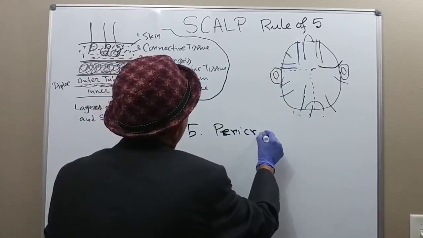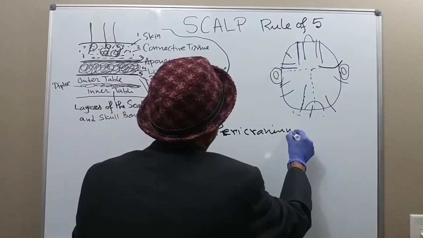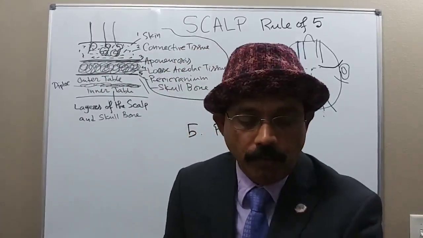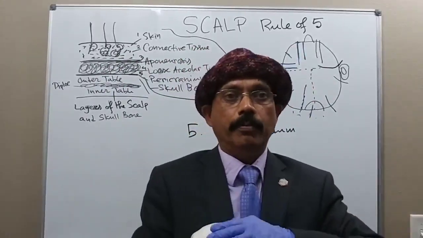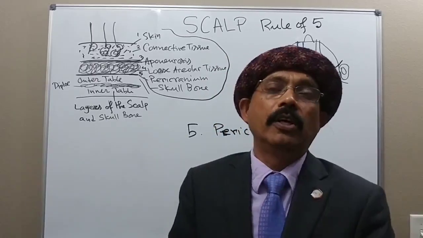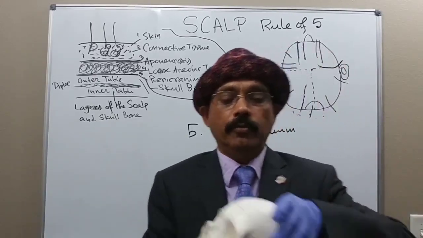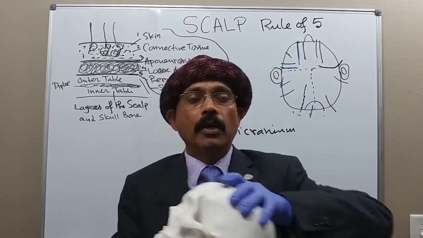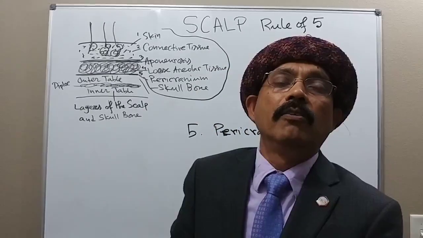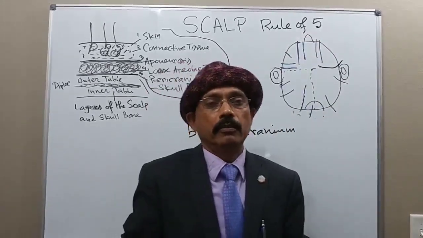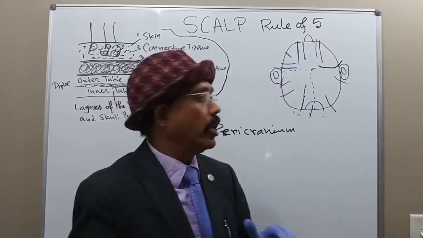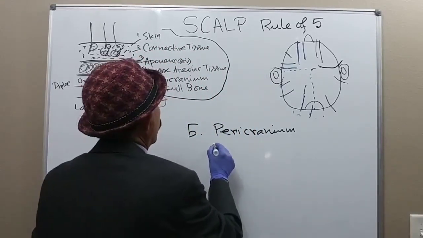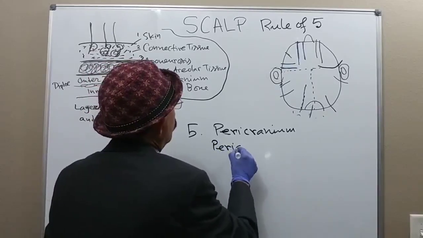Pericranium. This is the periosteum over the skull bone. So we have the skull bone, and it is covered by the periosteum. We know periosteum is the fibrocellular connective tissue over the bone. So the pericranium, we can call it, is the periosteum over the skull bones.